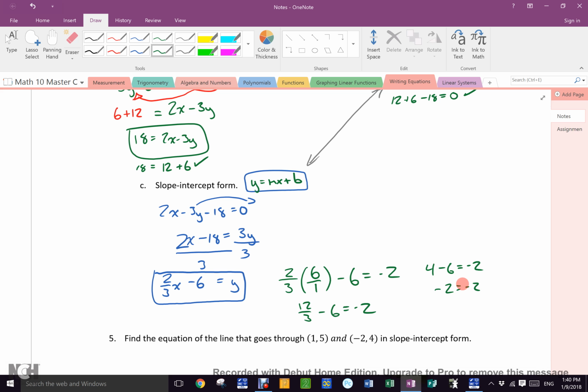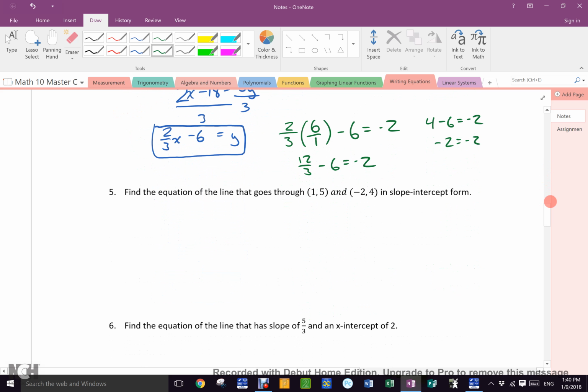What should you recognize right now? That all 4 of those, if you have any x and y that works on any of those lines, it's going to work in all 4 versions. Okay? All right. So, let's look at number 5. It tells me what form to use, right? What form do I need to use? Y equals mx plus b.